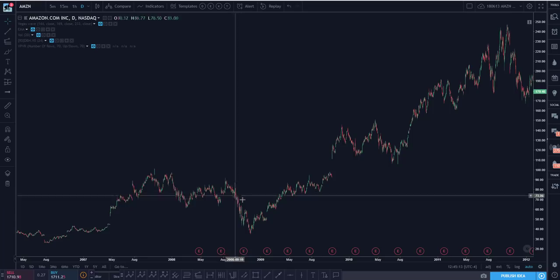So I put together a piece of chart here from the completion of the first major 5-wave sequence from inception to IPO and then through the dot-com crash. This is the low right here, and this is the next major 5-wave sequence.